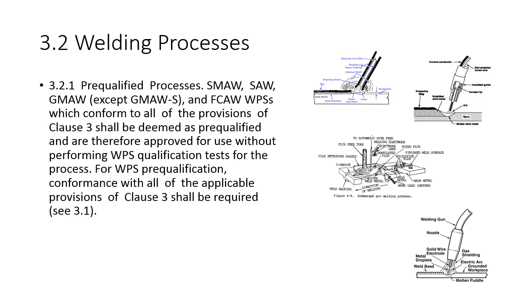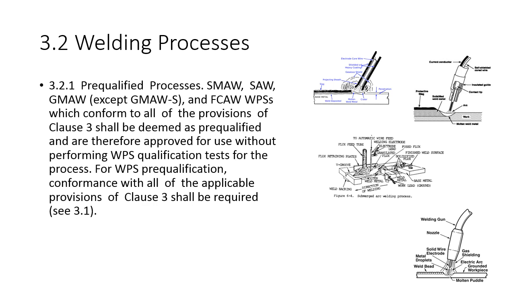3.2, welding processes. This is out of AWS D1.1 Clause 3. 3.2.1, pre-qualified processes. SMAW, SAW, GMAW, except for GMAW short circuiting, and FCAW WPSs which conform to all the provisions of Clause 3 shall be deemed as pre-qualified and are therefore approved for use without performing WPS qualification for the process. For WPS pre-qualification, conformance with all of the applicable provisions of Clause 3 shall be required.